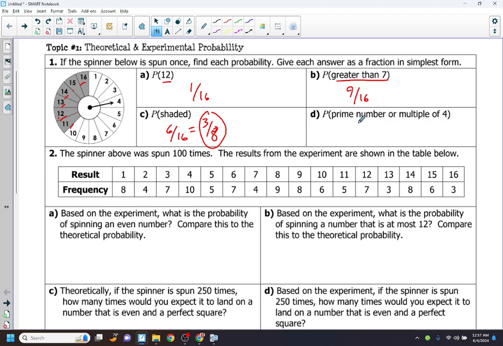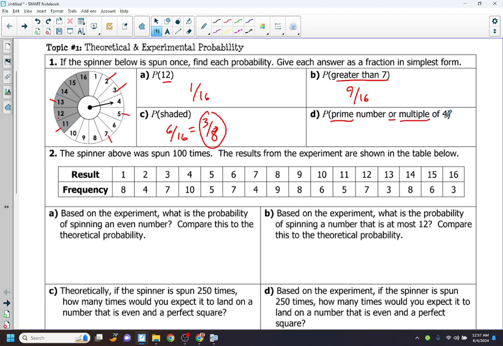All right, find a prime number or a multiple of 4. A prime number is a number that only multiplies to itself. So that's going to be 2 and 1, 3 and 1, 5 and 1, 7 and 1. 9 is 3 times 3, so that doesn't count. 11 times 1, 13 times 1, 15 has 5 times 3, so that doesn't count. So in this case, it's 1, 2, 3, 4, 5, 6 prime numbers.